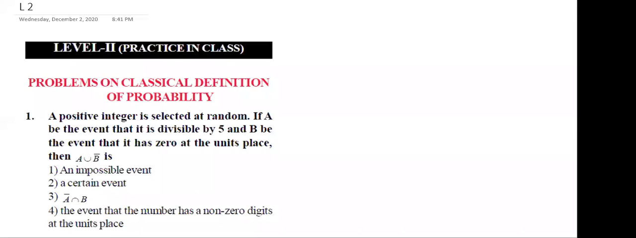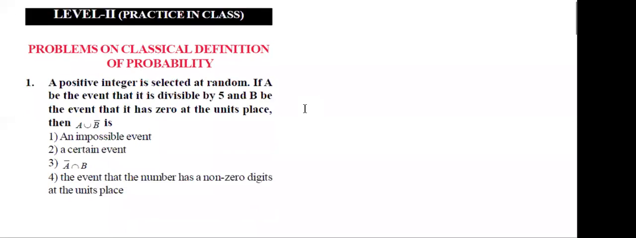So in the previous class we completed 34 problems in level 1. In this class I am going to discuss level 2 problems, problems on the classical definition of probability. See the first question, what is given.